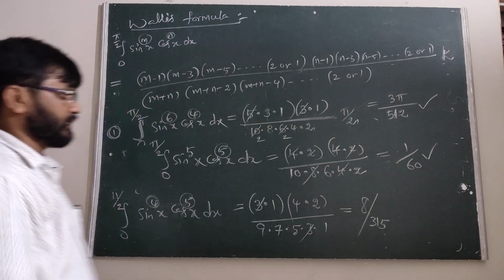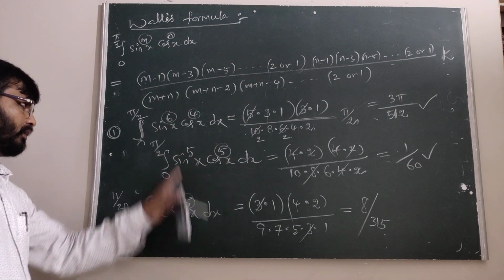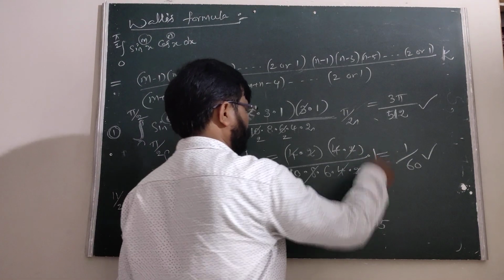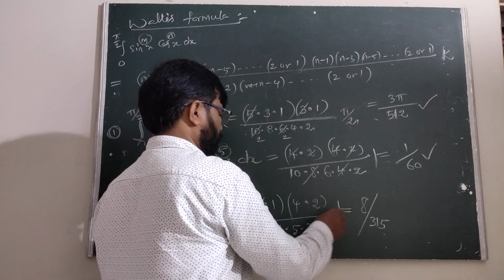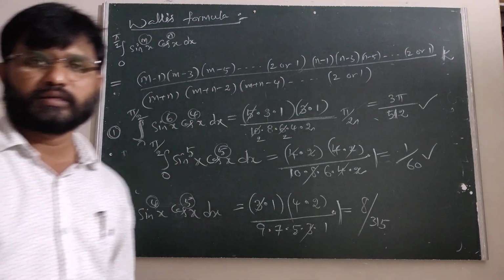1 by 60. Is it clear? One of them is odd, or both are even. When both are odd, again we take the multiplier 1. The k value is 1. This is the Wallis formula. It is very important. Okay.